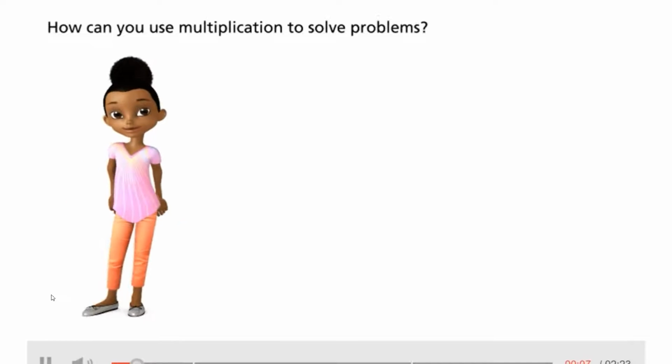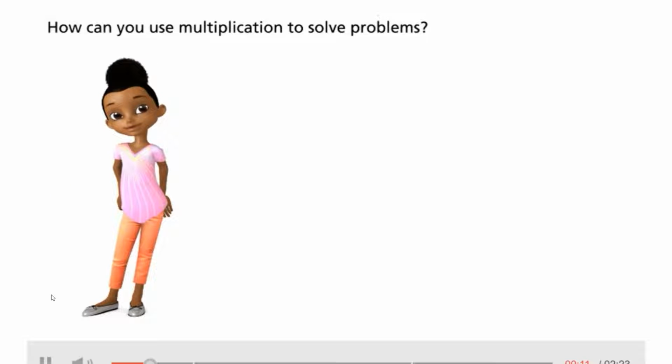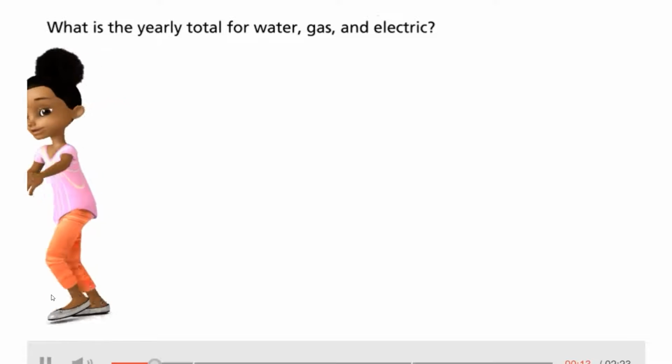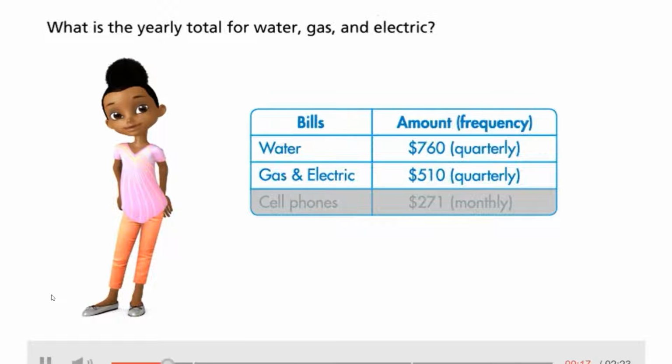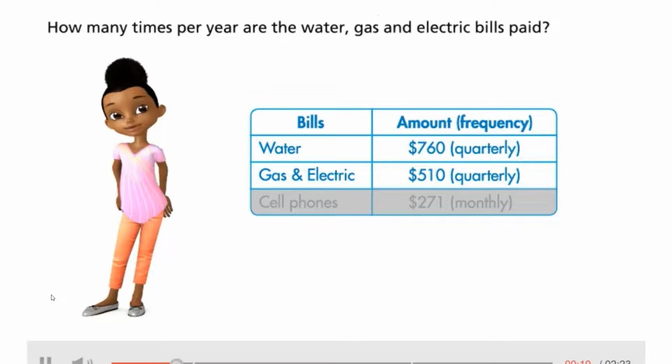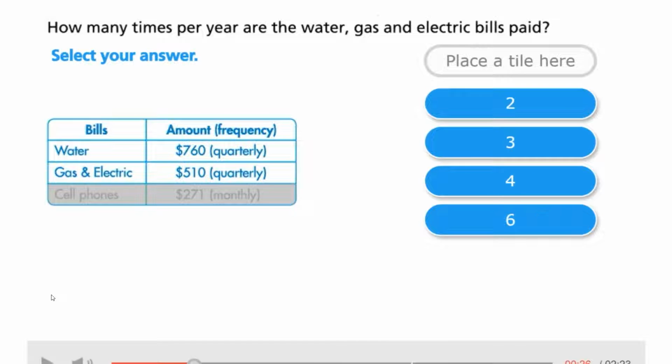How can you use multiplication to solve problems? What is the yearly total for water, gas, and electric? How many times per year are the water, gas, and electric bills paid? Select your answer.